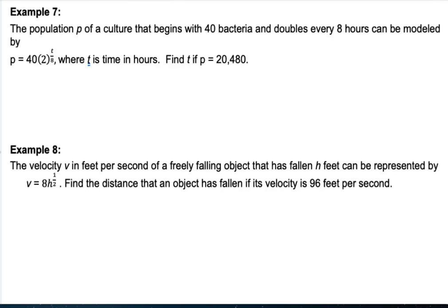All right. Last little portion is our 2 little word problems. This one says the population P of a culture, so that's kind of like what's grown in a lab, maybe it's bacteria or something like that as they're testing something out, that begins with 40 bacteria and doubles every 8 hours can be modeled by this equation. P is equal to 40 times 2 to the t divided by 8 power, where t is the amount of time in hours. So we want to find t if P is equal to 20,480. So basically we want to plug that in place of P and then solve for t.